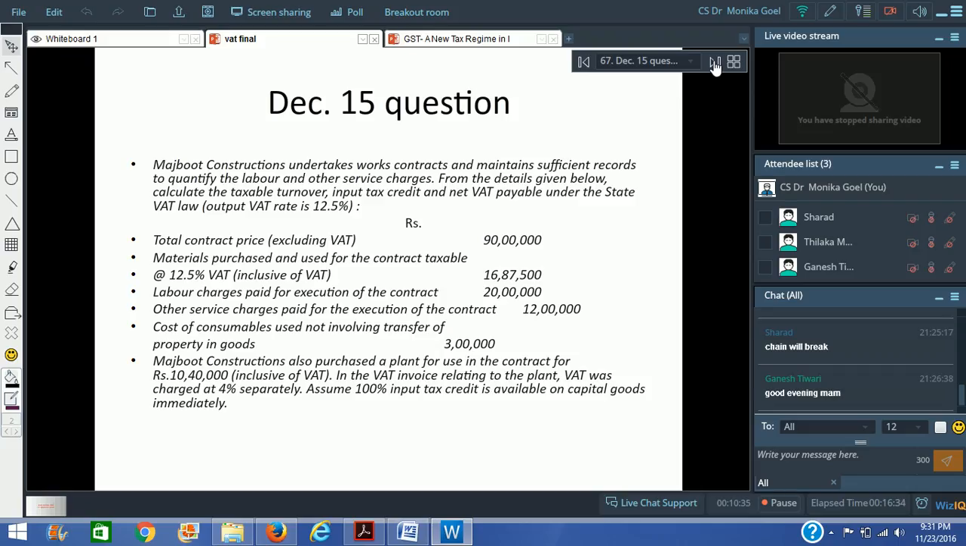Majboot Constructions also purchased a plant for use in the contract for rupees 10,40,000 inclusive of VAT. In the VAT invoice relating to the plant, VAT was charged at 4% separately.